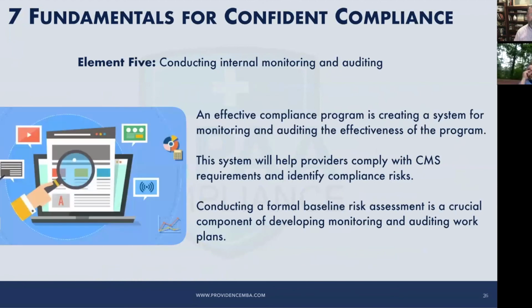Number 5 here, conducting internal monitoring and auditing. Now, this is one of those responsibilities of guess who? The compliance officer and possibly that compliance committee, because you can do your own self-monitoring and auditing. However, you can have a third-party monitoring and auditing group as well. So we're going to talk about that here real briefly.